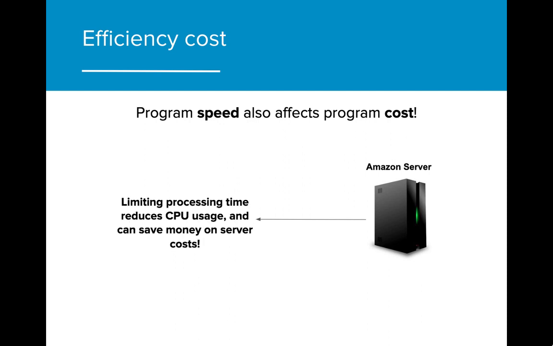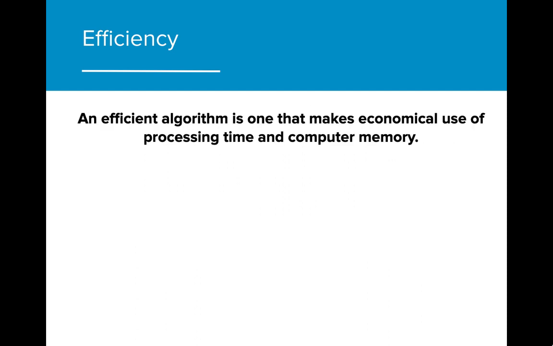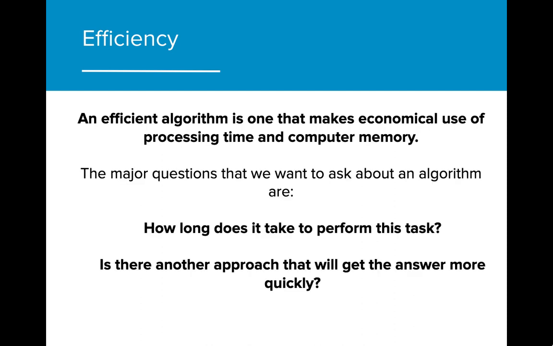Limiting the processing time that servers have to spend reading and interpreting programs can reduce the amount of money that companies spend on renting servers and using CPU processing power. We can thus define an efficient algorithm as one that makes economical use of CPU time and memory. When considering whether or not an algorithm is efficient, we want to ask the question, how long does it take to perform a certain task? And is there another approach that will get to the result more quickly?